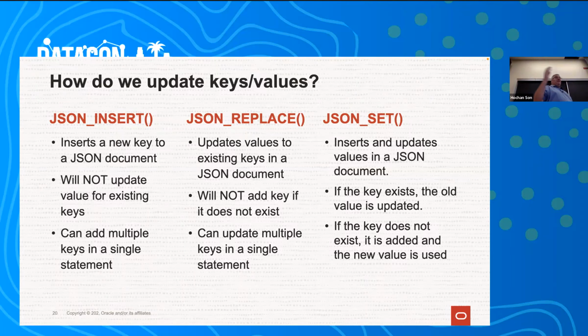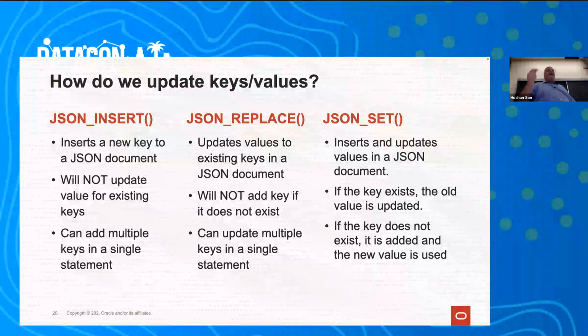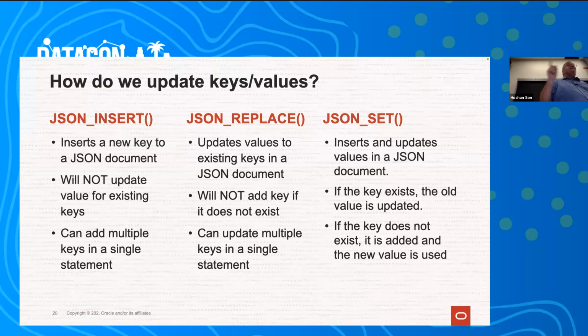JSON replace does exactly what it says. It replaces the value of existing keys in a JSON document. What it doesn't do is add that key to a document that doesn't already have it. And again, you can update multiple keys in a single statement.